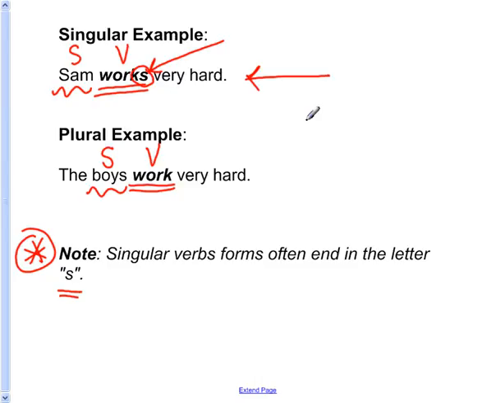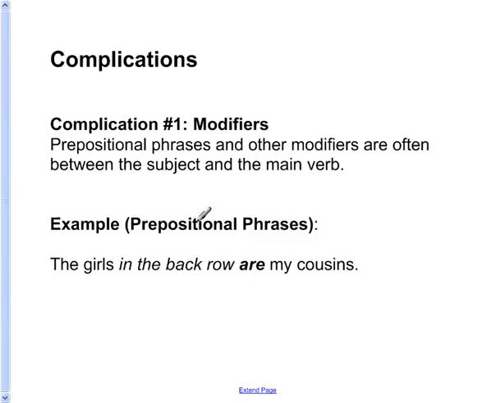Now, this is a fairly easy concept, but there are complications, 5 of them to be exact. Let's look at complication number 1, modifiers. Prepositional phrases and other modifiers are often between the subject and the main verb. And these modifiers between the subject and main verb can make it difficult to identify what the subject actually is.